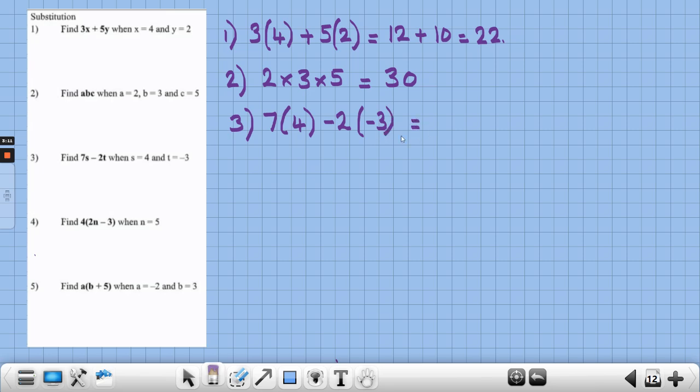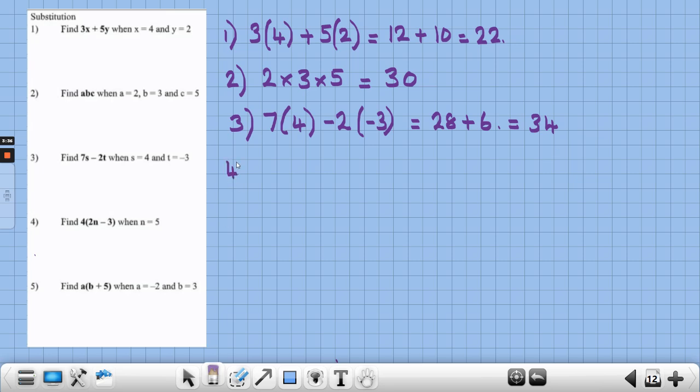So when we multiply out those brackets, 7 times 4 is 28. And here we have to remember that minus 2 multiplied by minus 3 is going to give us positive 6. Therefore, the answer is 34.